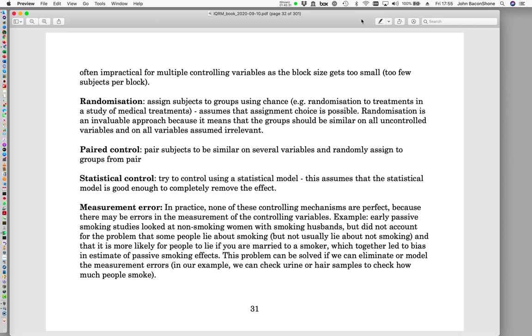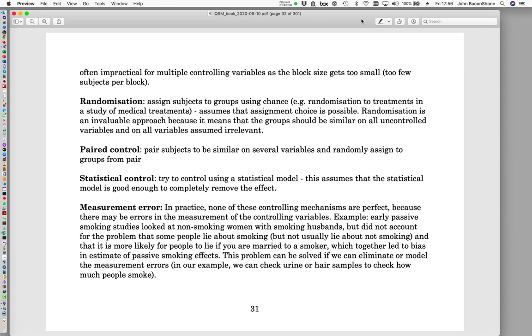So if I have, say, 3 different medical treatments, in order to avoid bias, I could randomly allocate my subjects to the 3 different treatments, so that hopefully the advantage is then my 3 groups should be similar not only on the things I've controlled for, but on all the variables I've assumed irrelevant.